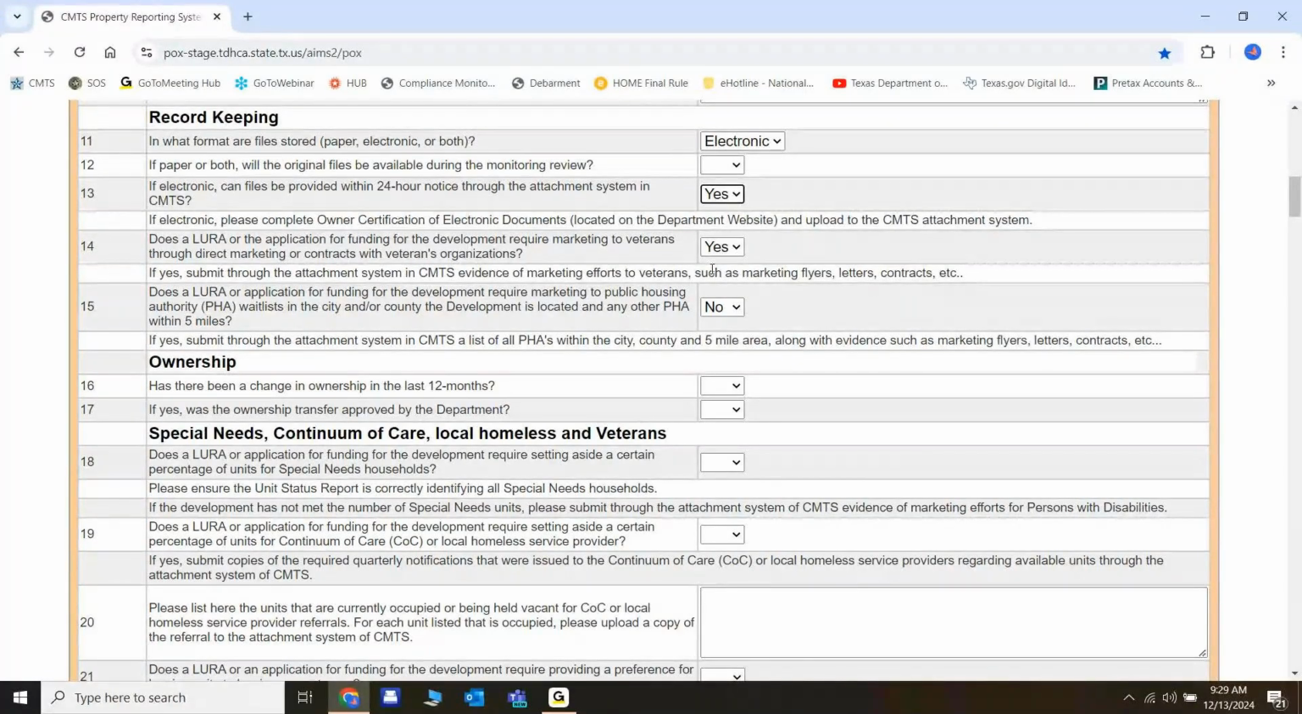And we wanted you guys to be aware you might not have a LURA, and we didn't want you to say no or keep this blank because you didn't get your LURA yet, because we're going to monitor based on that application. And if that application says that you're required to market to veterans, we are monitoring to make sure you market to veterans. So it is important, if you do not have a land use restriction agreement in place at your development, that you understand or have a copy of that application, because that's how we will monitor.